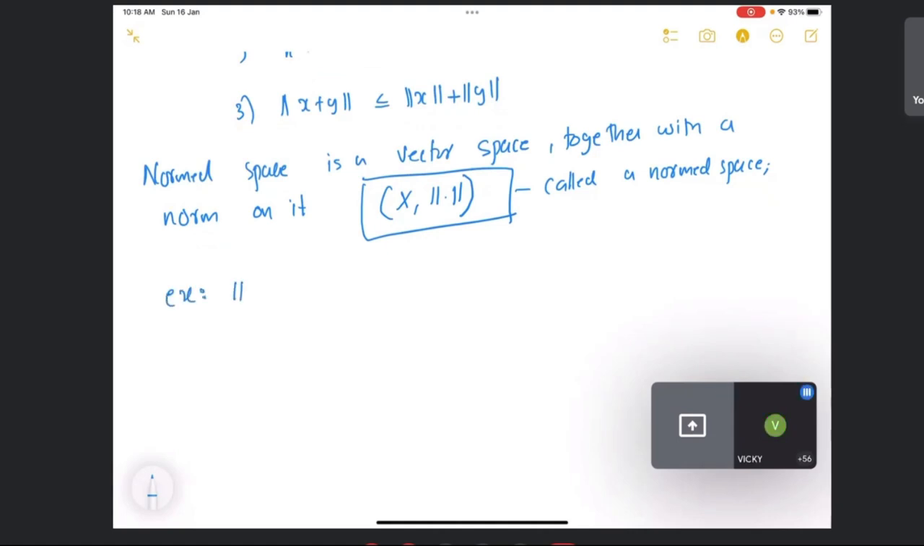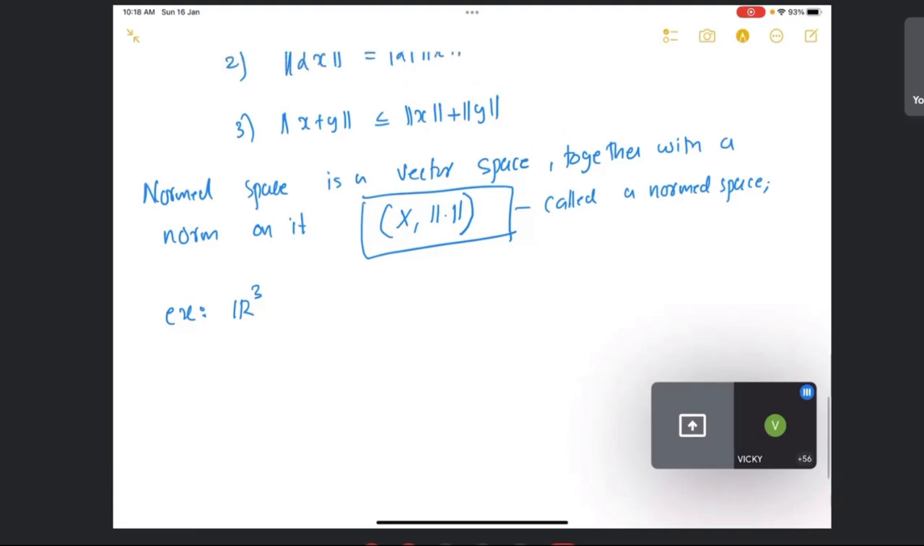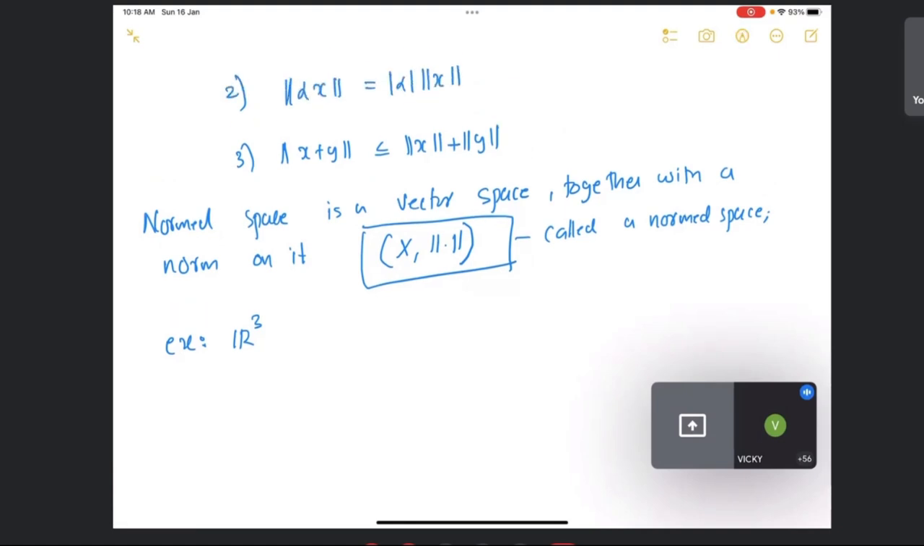Yes. Please repeat. Norm space is a vector space. Then what should be written?